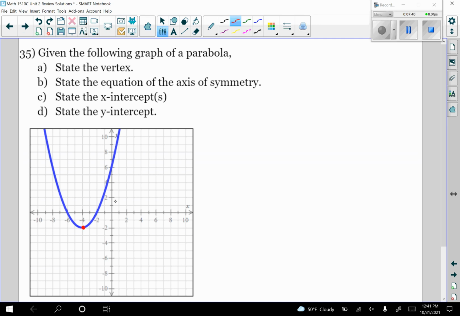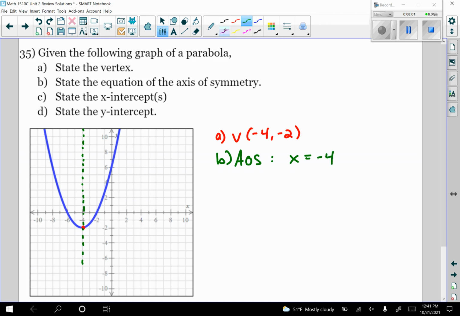All right, for 35, here we're given a graph of a parabola. State the vertex. So the vertex here is at -4, -2. State the equation of the axis of symmetry. So that is a vertical line going right through the vertex. So the axis of symmetry, we could abbreviate it AOS, is going to be a vertical line. So we need x equals, and it's going through -4. The x-intercepts, where it crosses the x-axis, or the zeros of the function, happen at -6, 0, and at -2, 0. And then D, the y-intercept, occurs right here at 0, 6.